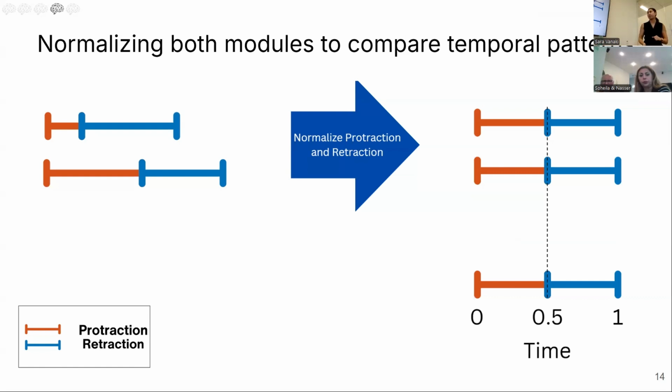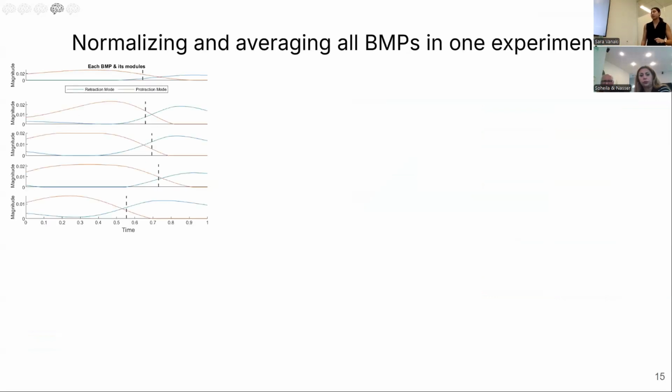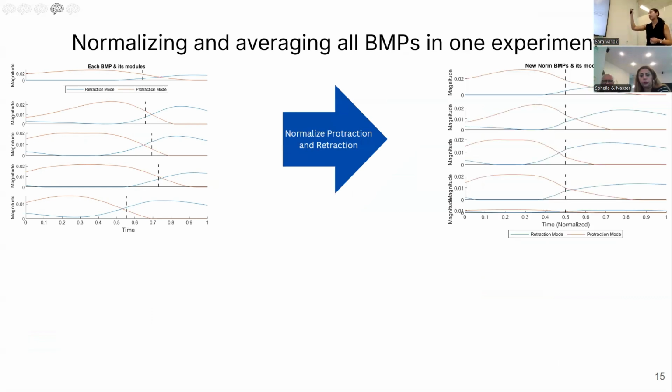So we can look at it in one of the examples. On the left-hand side, you can see those transition points are in the dashed lines. You can see they're varying. They're not always at 0.5. And those curves in orange and blue are the NMF outputs. And then after normalizing, we can see that all of the dashed lines are in the middle. So that's good. We've been able to normalize, and now we can compare across different BMPs.